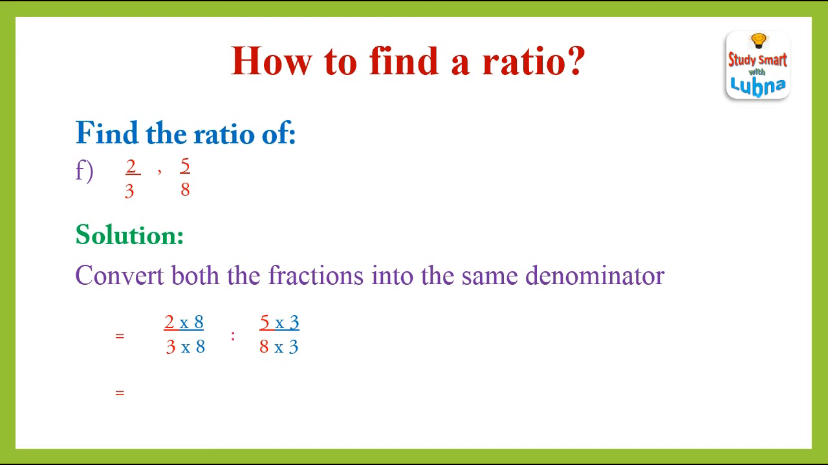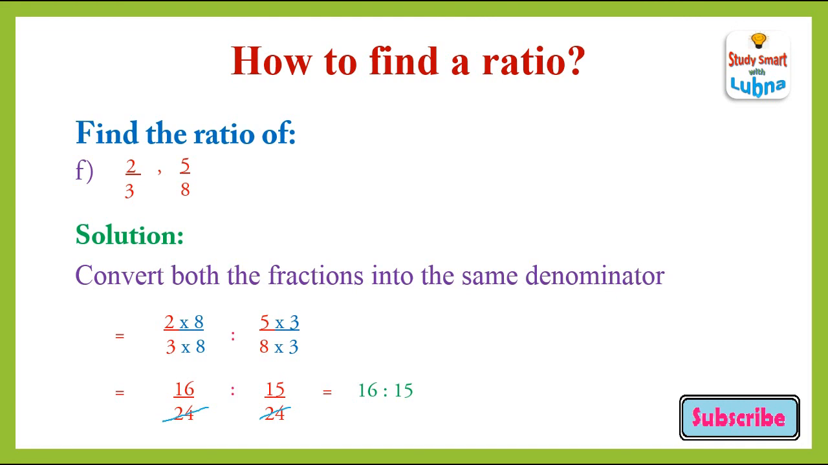2 8s are 16 and 3 8s are 24. Now we have 5 3s are 15 and 8 3s are 24. Now 24 and 24 will cancel each other, and what is left here? 16 is to 15. So the ratio of 2 upon 3 and 5 upon 8 is 16 is to 15. In this way we can convert fractions into a ratio.